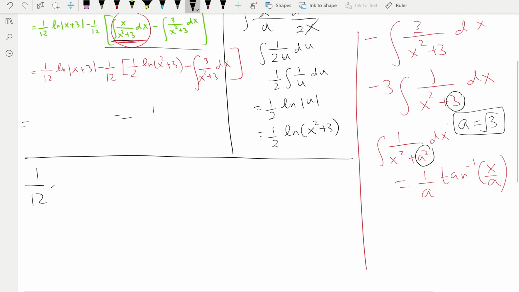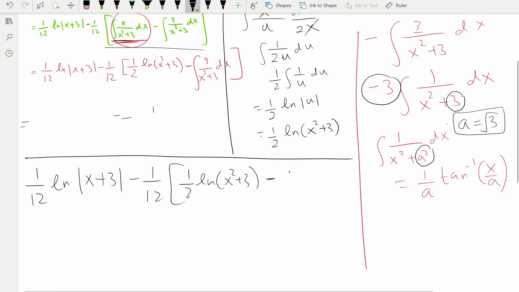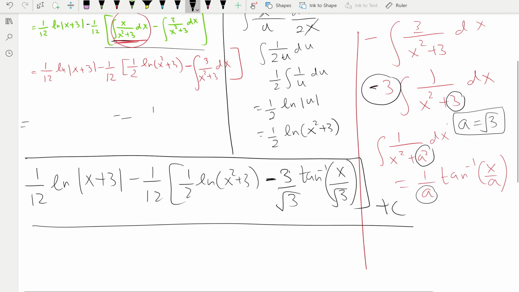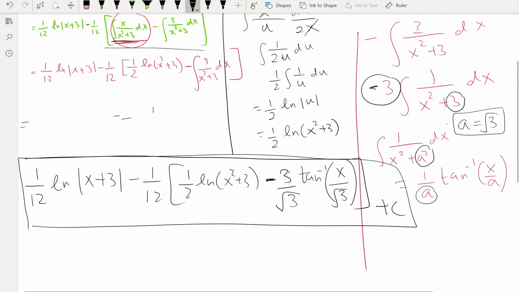So 1 over 2 natural log absolute value of x plus 3 minus 1 over 2, here half natural log of x square plus 3, here minus what we get is negative 3, okay? So negative 3, so this negative is what we have here, 3 over 1 over a is 1 over square root 3, okay? Tangent inverse x over square root 3, okay? And close and plus c. So that's the final solution, okay? This is what you get after integration.